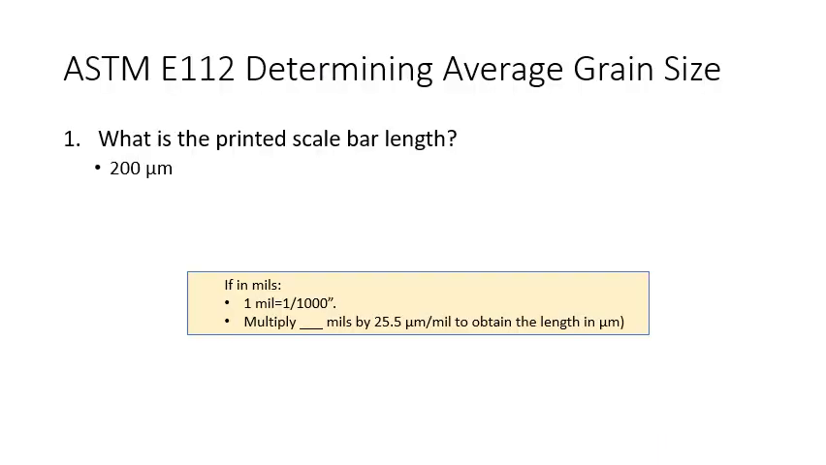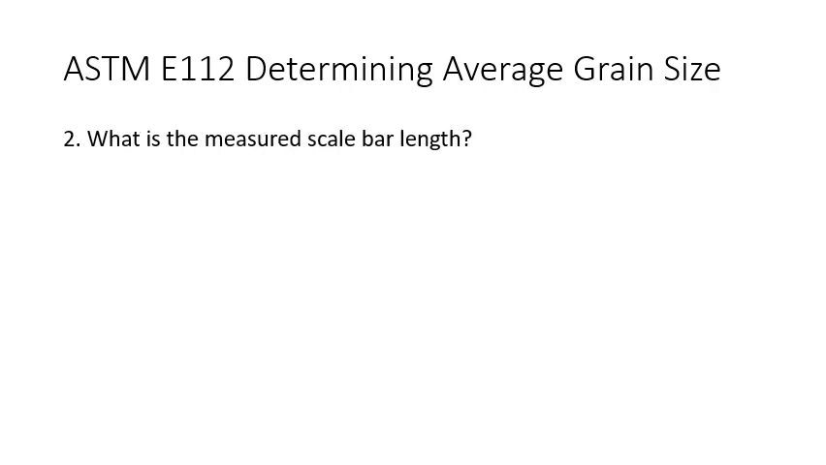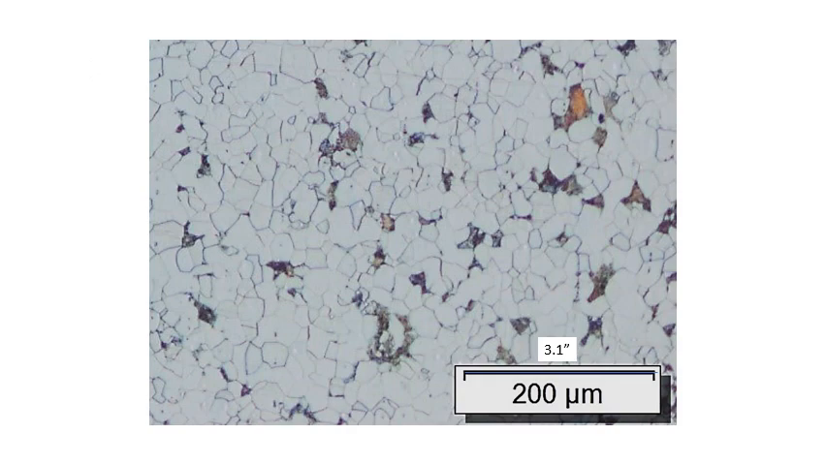Firstly, what is the printed scale bar length? 200 microns is printed on the previous image. However, if the printed scale bar is in mils, 1 mil is 1/1000th of an inch. So multiply the scale bar printed length in mils by 25.5 micrometers per mil to obtain the length in micrometers. Next, we need to measure the scale bar on the image. I measured the scale bar on my screen and it was 3.1 inches in length.